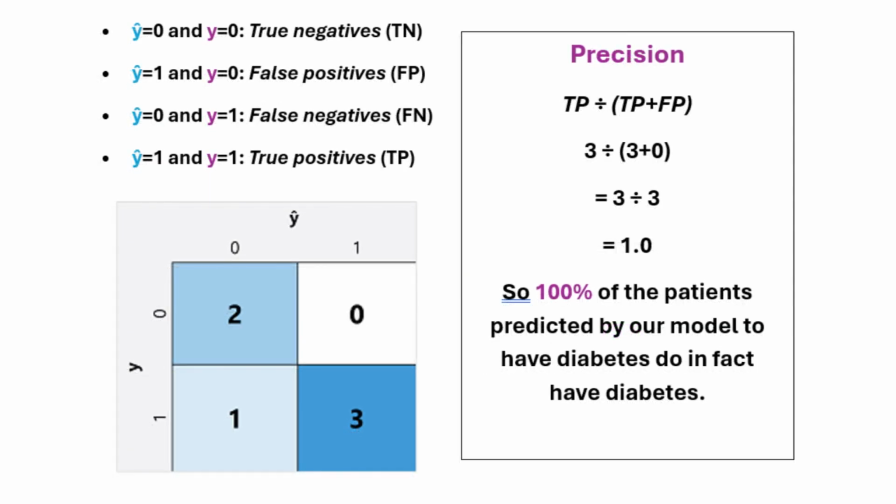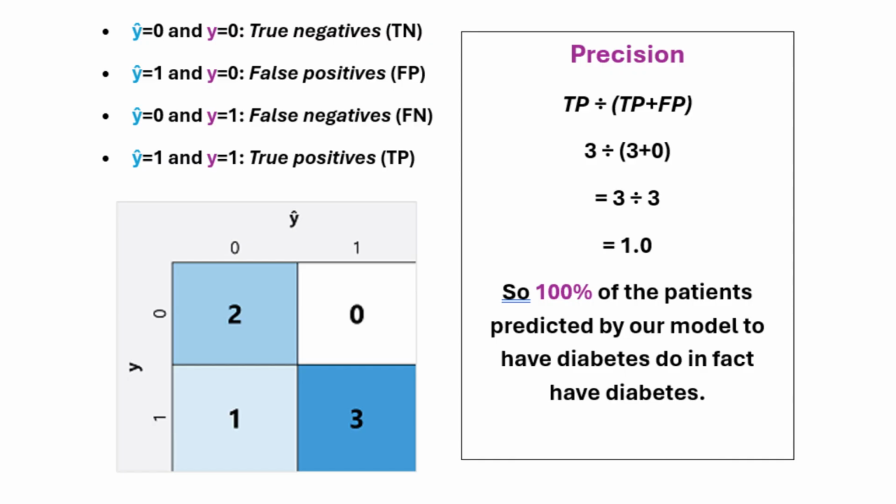Precision. Precision is a similar metric to recall, but measures the proportion of predicted positive cases where the true label is actually positive. In other words, what proportion of the patients predicted by the model to have diabetes actually have diabetes? The formula for precision is TP / (TP + FP). For our diabetes example, 1.0, so 100% of the patients predicted by our model to have diabetes do in fact have diabetes.